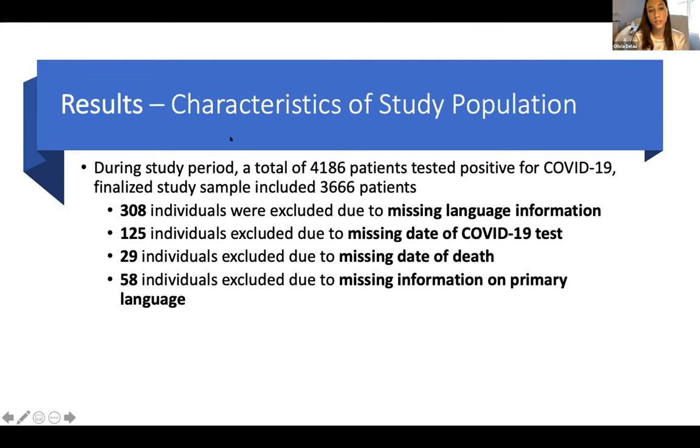For our results, we extracted data from 4,186 patients who tested positive for COVID-19, and we finalized the sample size to 3,666 patients. We had to exclude individuals who were missing information on language, missing date of COVID-19 test, missing date of death, or missing information on primary language.